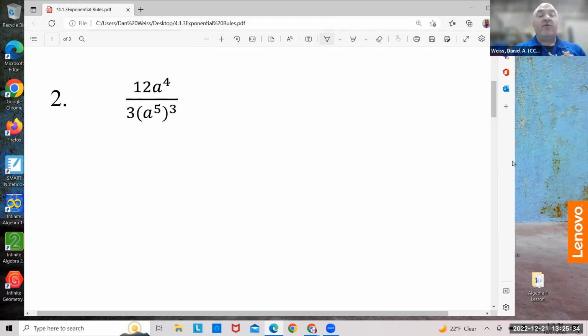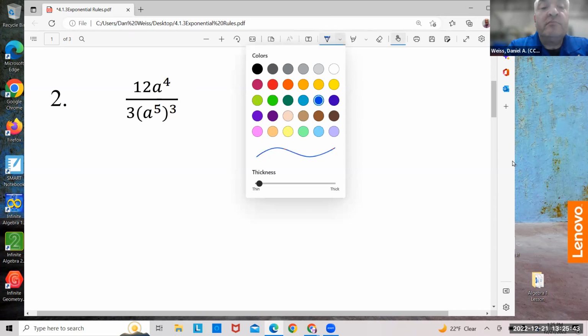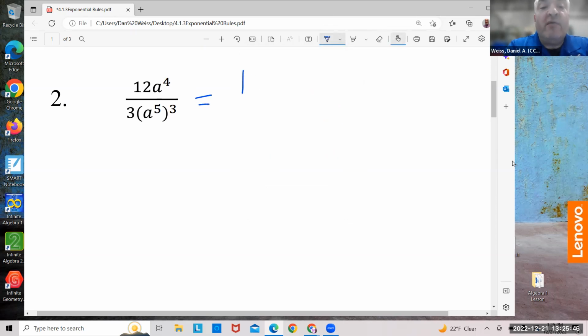12a to the fourth over 3 times parentheses a to the fifth to the third. So first of all, 12a to the fourth over 3. I'm going to deal with those parentheses first. So a to the, I'm going to take 5 times the 3. What's 5 times 3? 5 times 3 is 15.